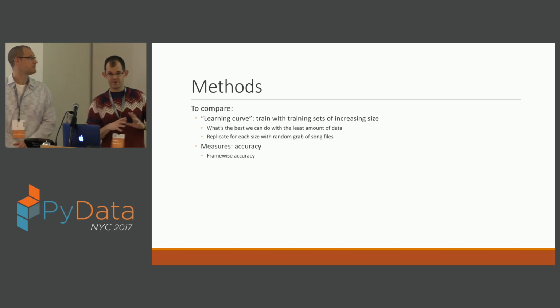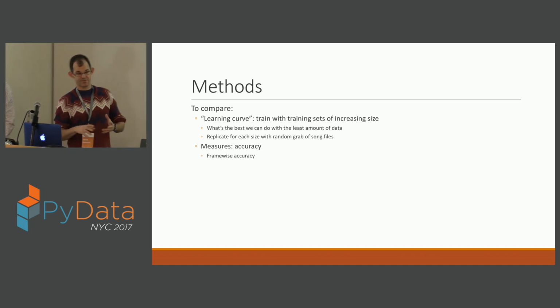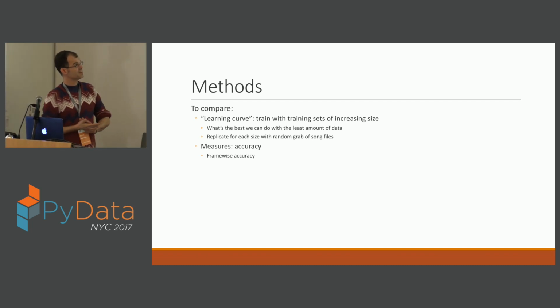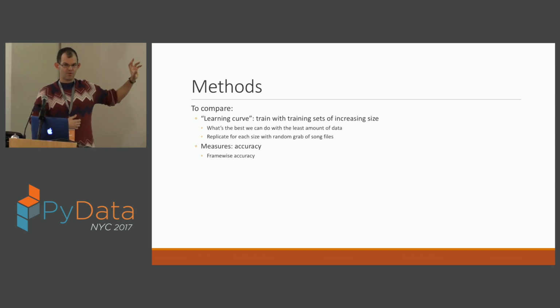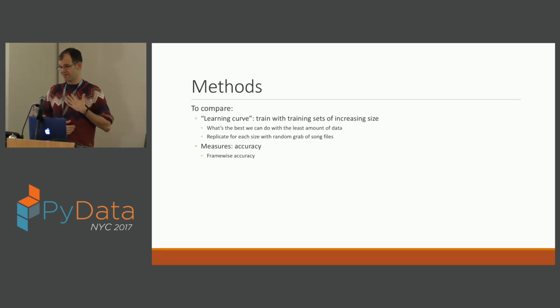And so the way that we're going to compare these architectures is we're going to make a learning curve. This isn't a learning curve, and that's why it's in quotes, like you would normally use to check that your model is actually learning. What we care about here is which model does the best given the least amount of training data. So for experimentalists, we want to label the least amount of songs and get the best accuracy.